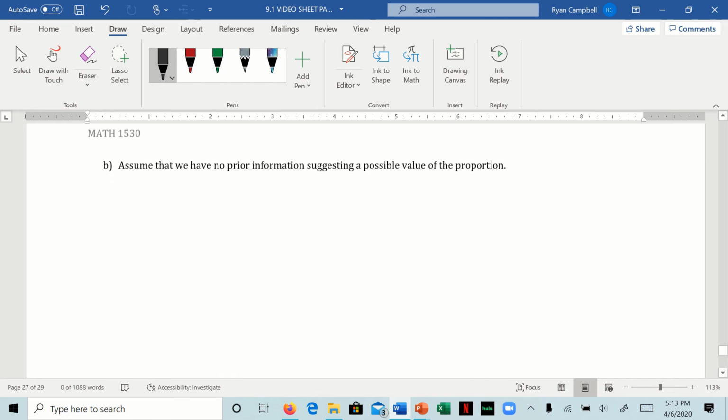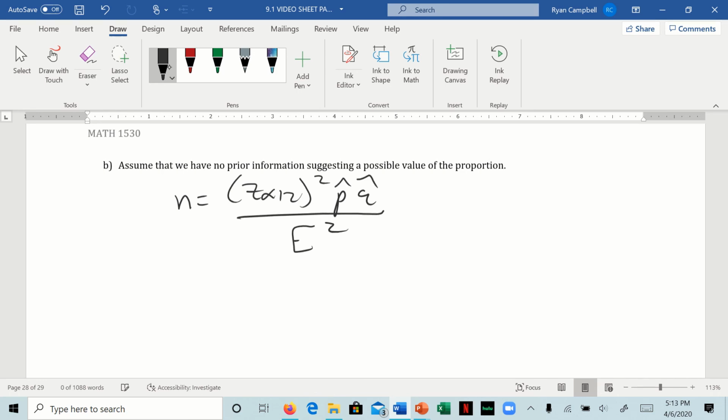All right. So part B, same topic, same question, but this time assume that we have no prior information. So we're still going to use our formula. So p-hat is 0.5 this time. Why? Because we don't have a p-hat, right? They didn't tell us anything about a previous problem or a previous survey. So since p-hat is 50%, q-hat is also 50%. E is still 0.03. Our critical value is the same thing too, right?